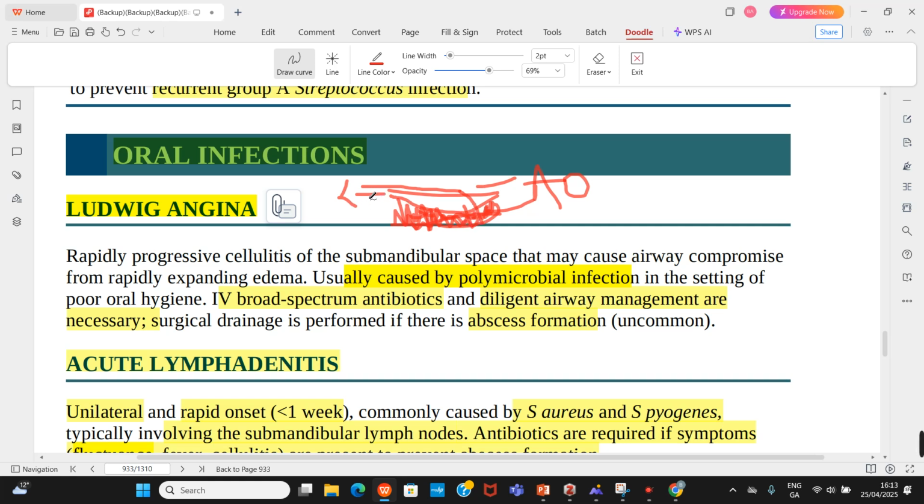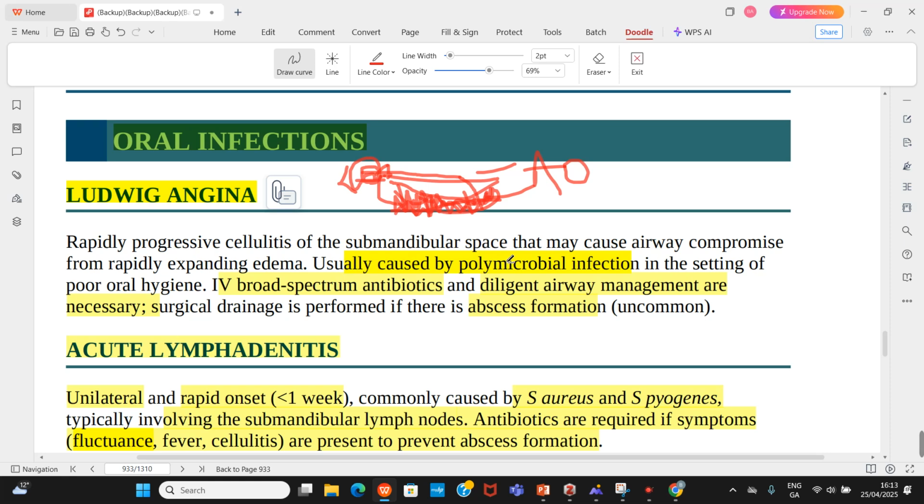So usually the inciting condition is when somebody has an injury in the mouth, usually like in the third molar and the likes, which can cause a spread of infection downwards from that area. It can also occur in people with poor dental hygiene, trauma, instrumentation, and all those things. So the cause is usually polymicrobial. So all those strep pneumo, staph aureus, anaerobic organisms, they are all implicated in Ludwig angina.